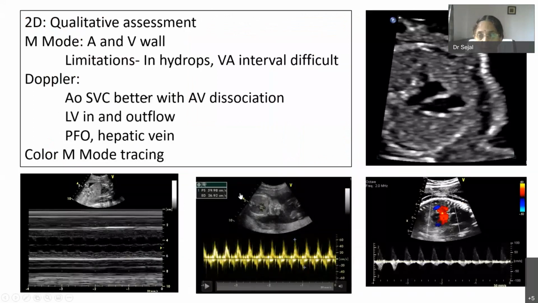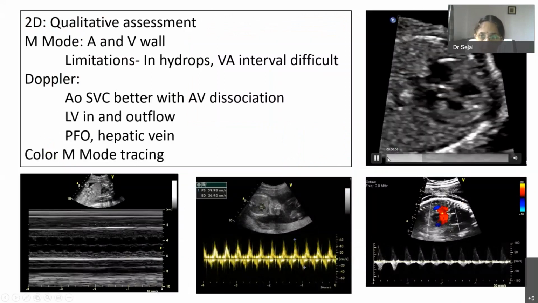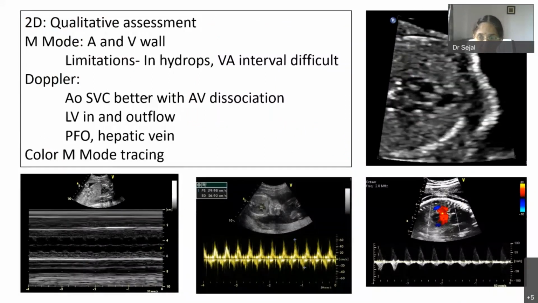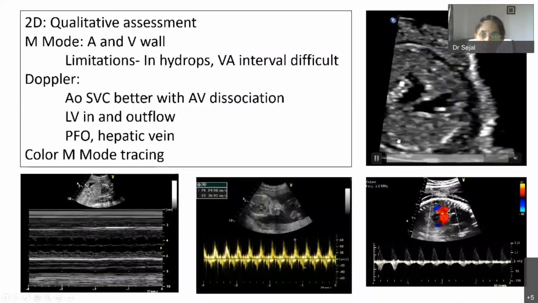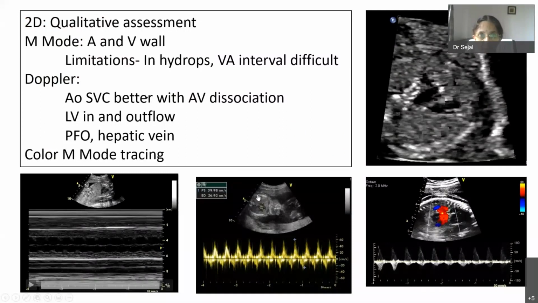How we do this is based on M mode and Dopplers, but 2D also plays a very important role. As soon as you start your fetal echo, just the basic axial view will tell you whether you have any abnormal rhythm or not. Usually you will have an idea when you start. However, after that, you will need to take help of M mode and Dopplers.